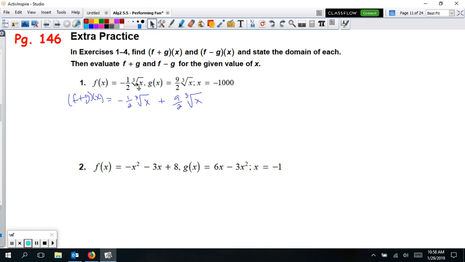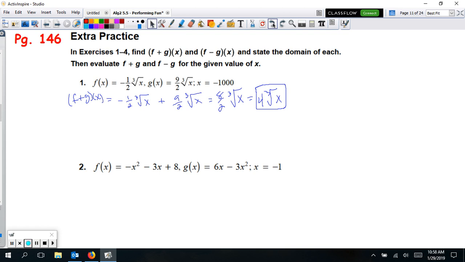Since, and we learned this in radicals, if we have a like radical here, we can add the numbers in front of those radicals. These are both cube roots, so we can add the negative 1/2 plus the 9 over 2, which actually is going to be kind of subtracting since they're different signs. They are already common denominators with 2, so we can just take 1 away from 9. That gives us 8 over 2. So we're going to see 8 over 2 with the cube root of x, and then 8 over 2 would just be 4. So our answer for f plus g is 4 cube root of x.